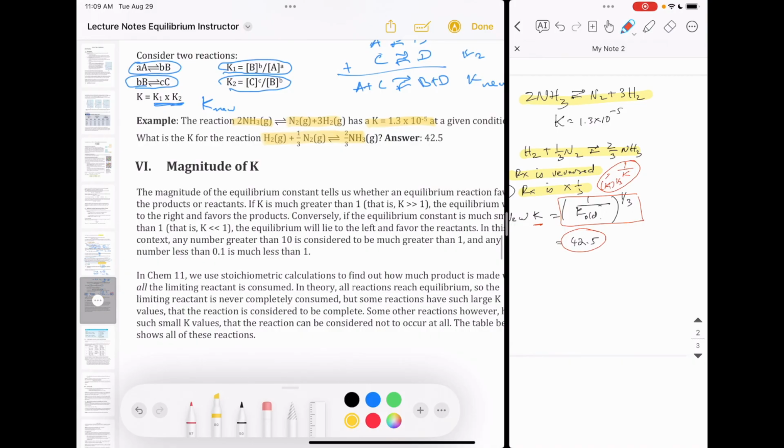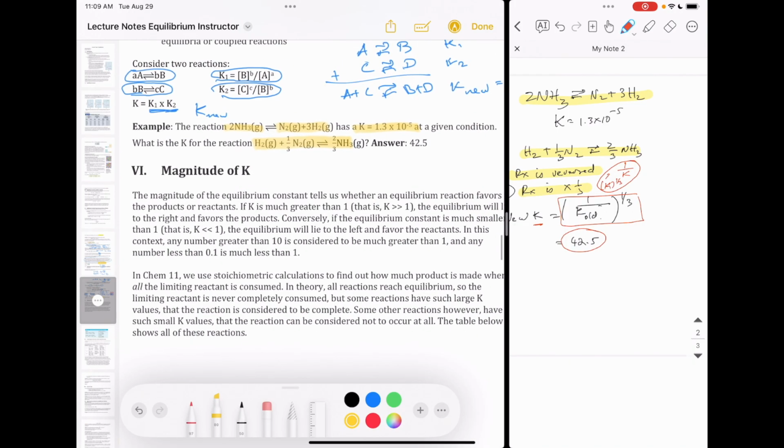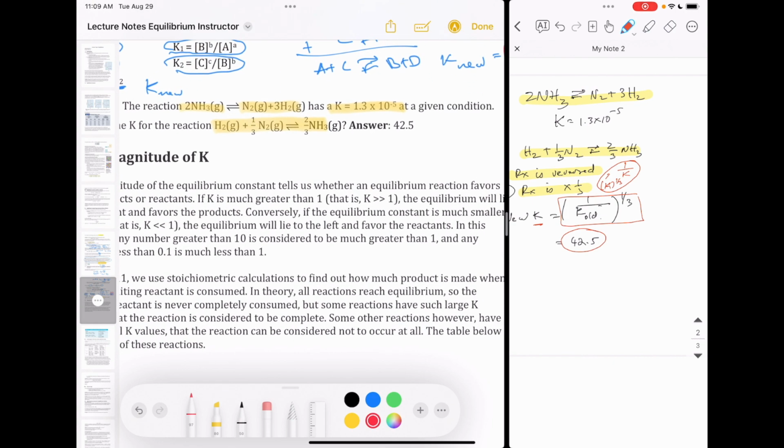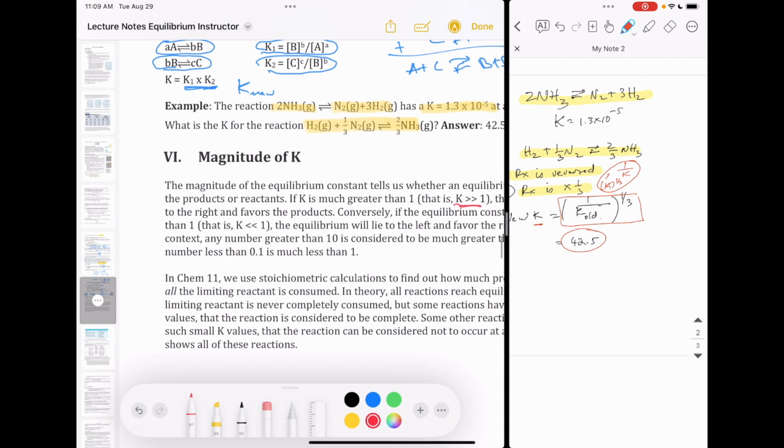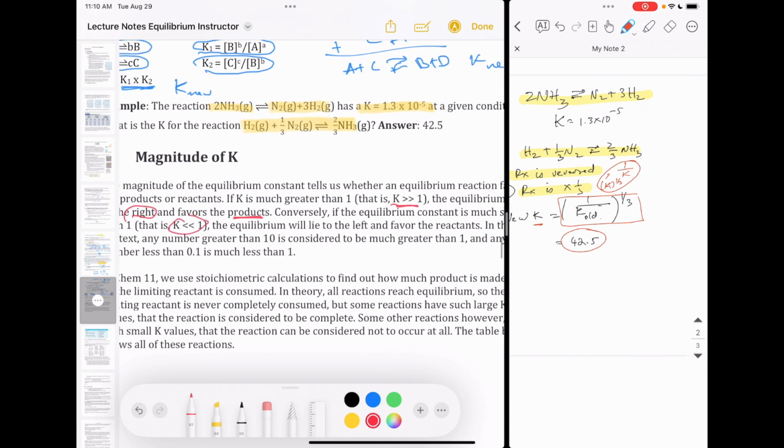So we had said earlier that the magnitude of the equilibrium constant tells us how favorable the reaction is, whether it's towards the reactant or towards the product. So as a reminder, if the K is really large, much larger than 1, then we would say that it's product favored, or it lies to the right. And when it's much smaller than 1, but again greater than 0, because K cannot be negative, it would lie to the left, or it would be reactant favored.